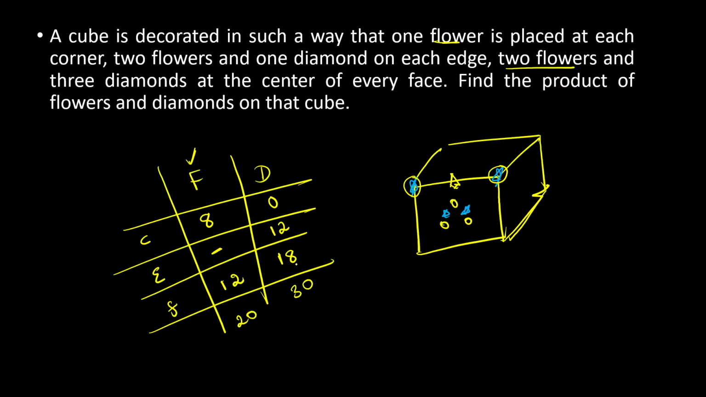Now we are expected to find the product of these two. Product of flowers and diamonds. So it has to be 20 into 30, that's 600. So I am sure you guys will be able to solve any of the questions based on this particular pattern. You can easily solve questions from this.